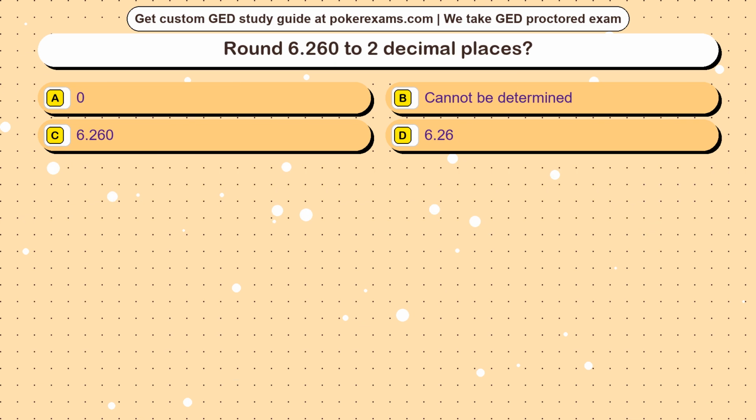Question 22. Round 6.260 to 2 decimal places. Option A, 0. Option B, cannot be determined. Option C, 6.260. Option D, 6.26.